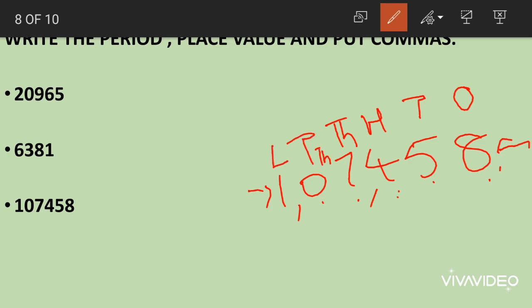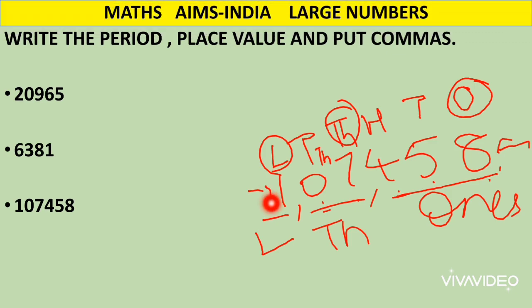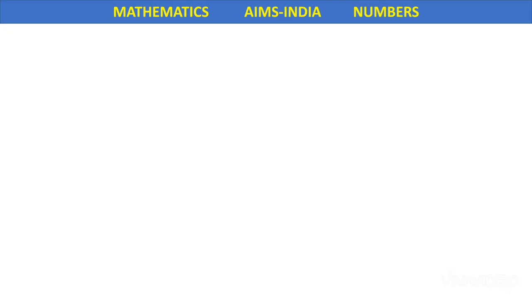Then comes lakhs. Now what about the periods? All these digits after this comma fall into one period, and then between these commas this will be another period, and then this will be another period. What period do these digits belong to? They belong to ones period, and these belong to thousands period. This belongs to the lakhs period. How will we read this number? We read this number as 1,07,458. I hope this is clear, children.